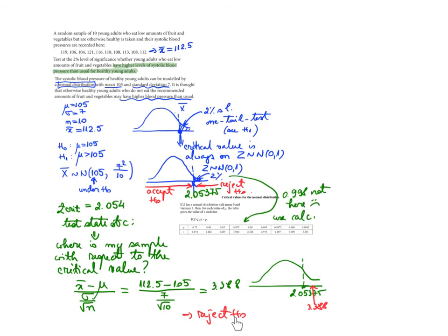Therefore, I reject H0, and I state my final conclusion that at the 2% significance level, the claim that young adults who don't eat healthy have higher blood pressure is rejected. So I reject H0, going back, I reject H0. Therefore, I reject that the blood pressure stays the same. Therefore, I accept that the blood pressure is higher than usual. So conclusion, people eat healthy.